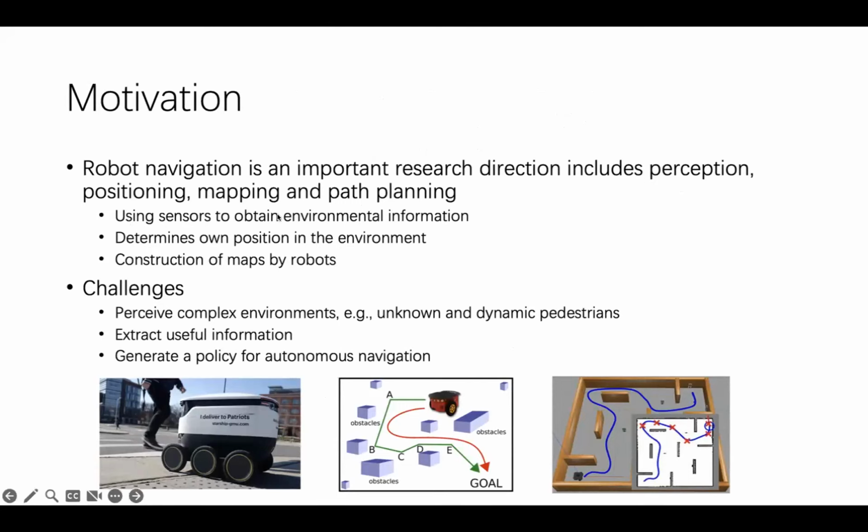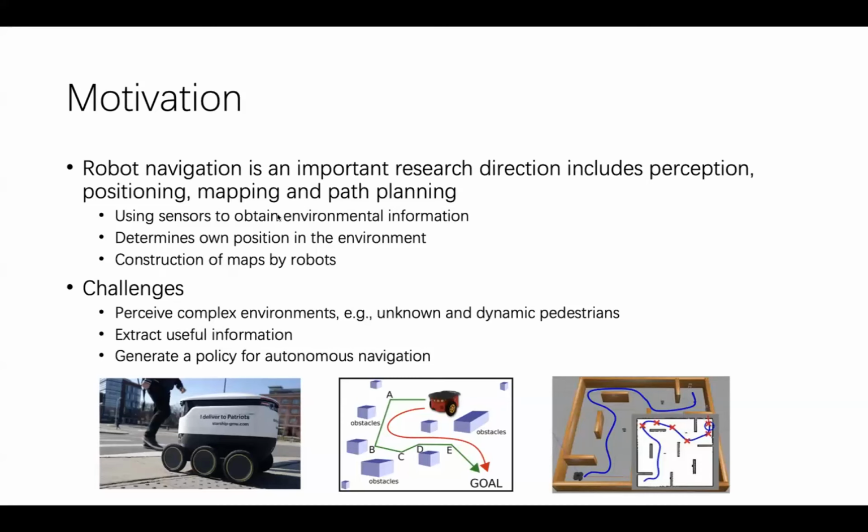Okay, so this is our motivation. As we know, robot navigation is a very important direction, including precision positioning, mapping, and path planning. We typically need to use sensors to obtain environment information and determine the robot's own position in the environment. And we also need a map built by the robots.